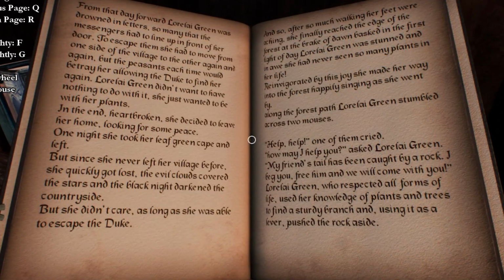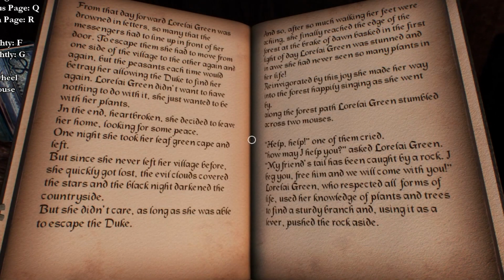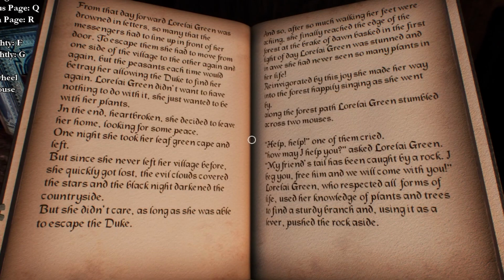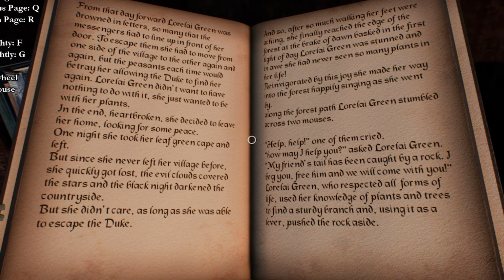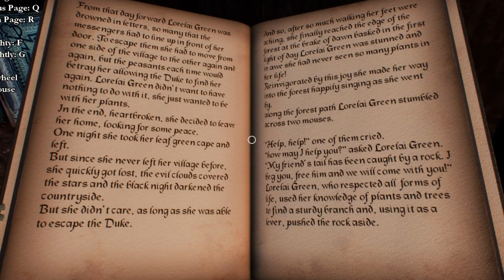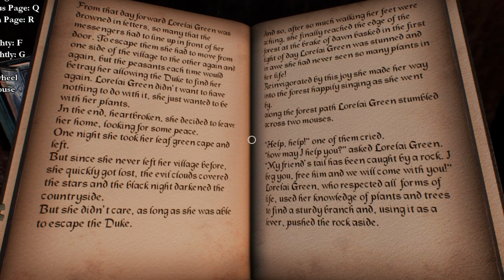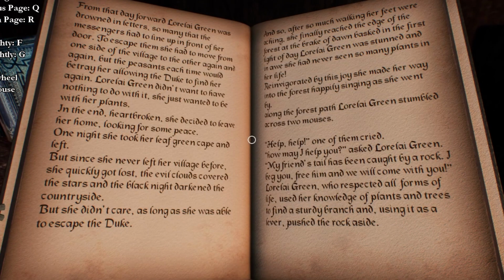To escape them, she had to move from one side of the village to the other, again and again. But the peasants each time would betray her, allowing the Duke to find her again. Lorelei Green didn't want to have anything to do with it. She just wanted to be with her plants. In the end, heartbroken, she decided to leave her home looking for some peace. One night, she took her leaf green cape and left.